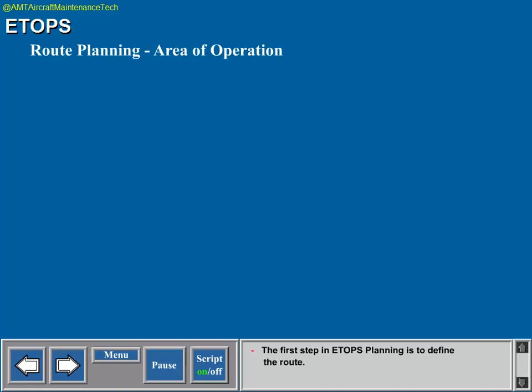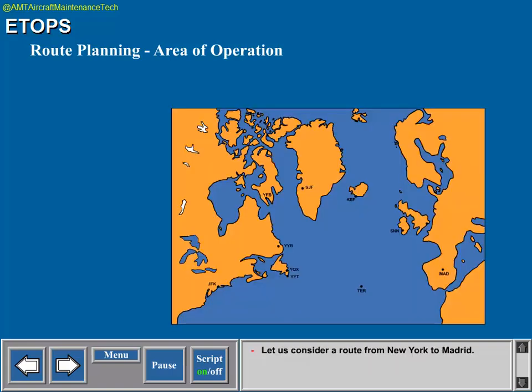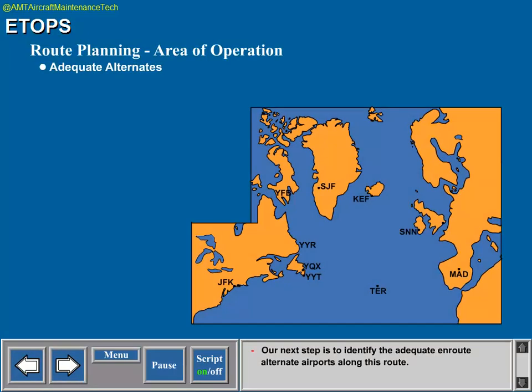The first step in ETOPS planning is to define the route. Let us consider a route from New York to Madrid. For the purpose of this lesson, we will assume a great circle routing is desired. Our next step is to identify the adequate en route alternate airports along this route.